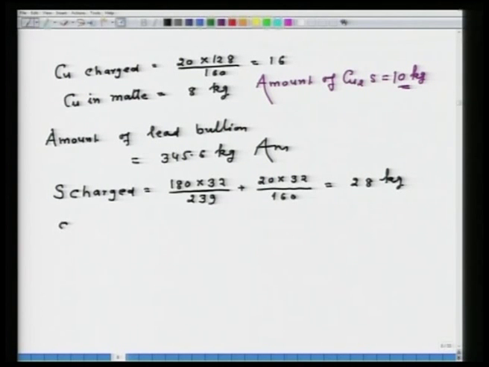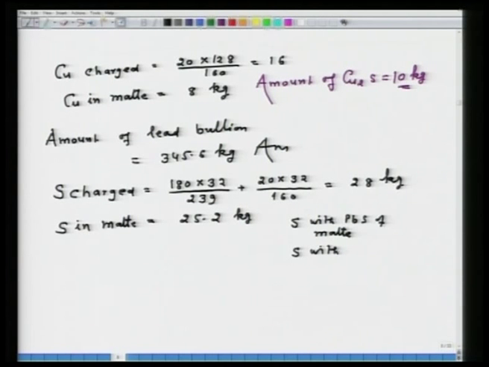Now, sulfur in matte is equal to 25.2 kg. So, now we have to find out sulfur with PbS of matte and sulfur with Cu2S of matte. That is how much lead is entering into the matte, how much copper, that calculation we have done earlier, and that total sulfur which is with PbS and Cu2S comes to 6.8 kg. Here it is 4.8 and 2, of course, all in kg.